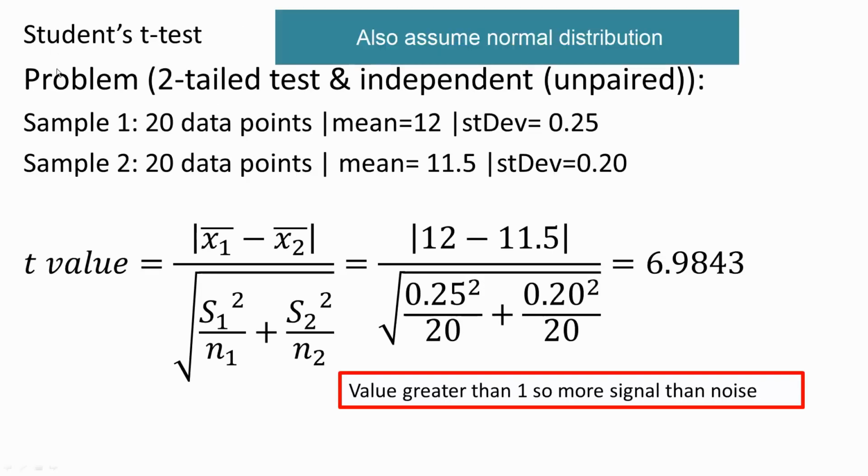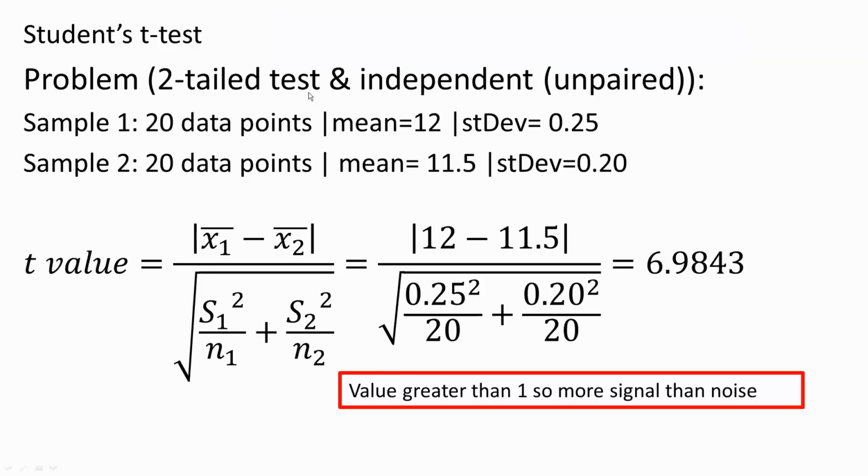So we have the problem: two-tailed test, and independent, unpaired. They're just stating it for us. We're not proving it or anything. They're just telling us this is what we have, two-tailed and independent. Sample 1, we have 20 data points, mean is 12, standard deviation is 0.25. Sample 2, 20 data points, mean is 11.5, standard deviation is 0.2.